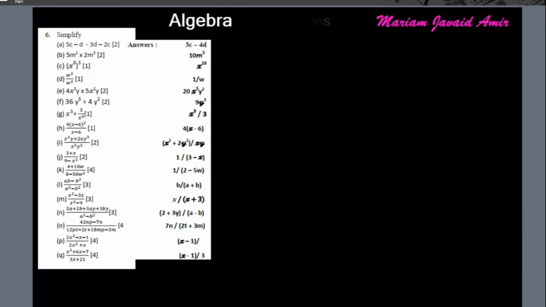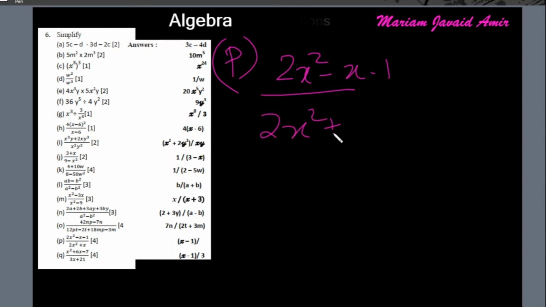Next up is part P, which is 2x square minus x minus 1 over 2x square plus x. So let's first separately factorize the numerator. In fact, let's just quickly factorize the denominator. This will become x bracket 2x plus 1. Now we need to factorize the numerator, so I'll do that over here.